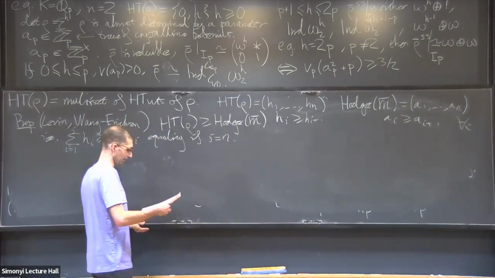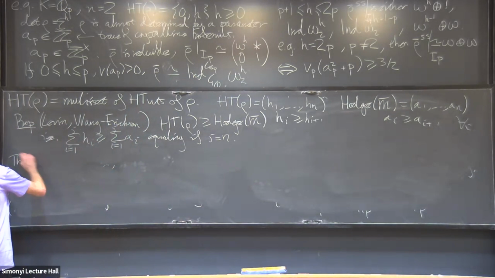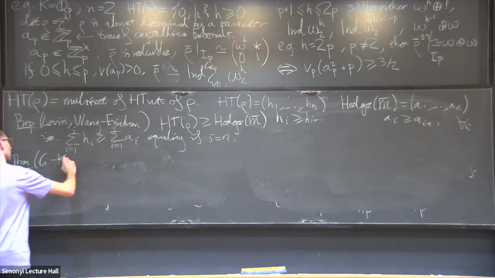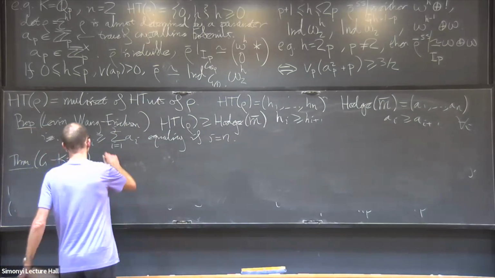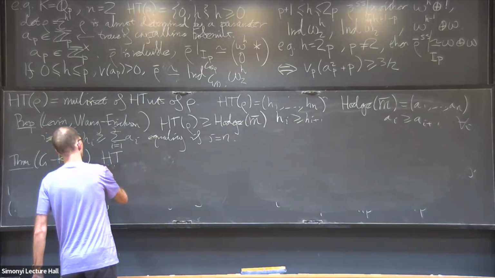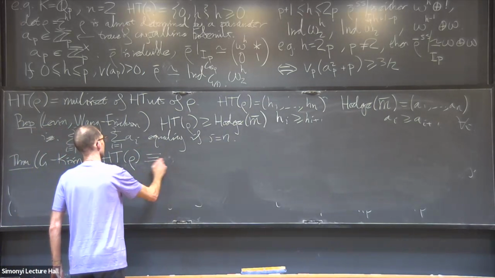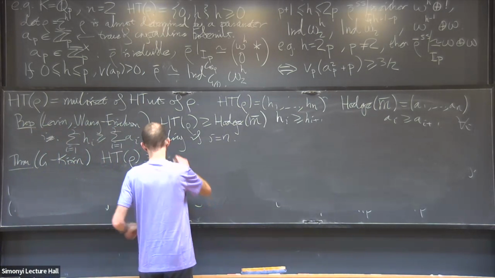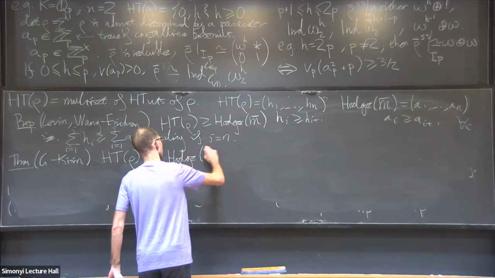Okay, so what's our theorem? Our theorem today is a congruence. So this set of Hodge-Tate numbers is congruent, and I'll explain in what sense I mean, just in a moment, for the Hodge numbers.